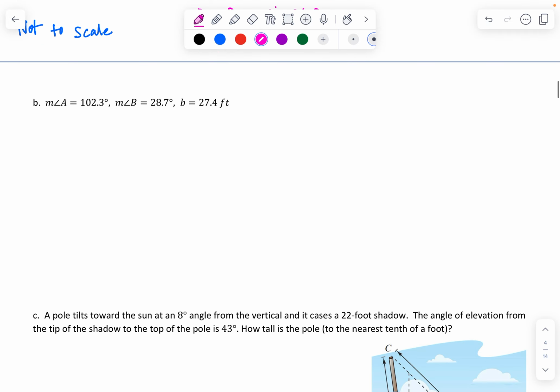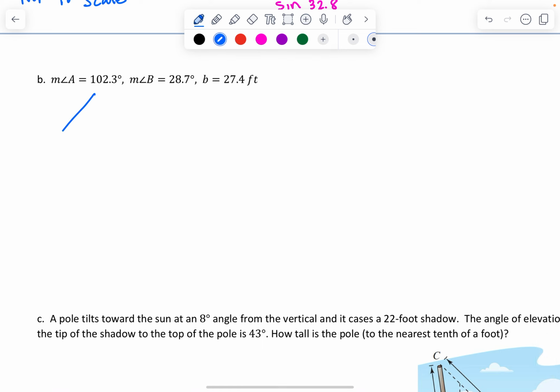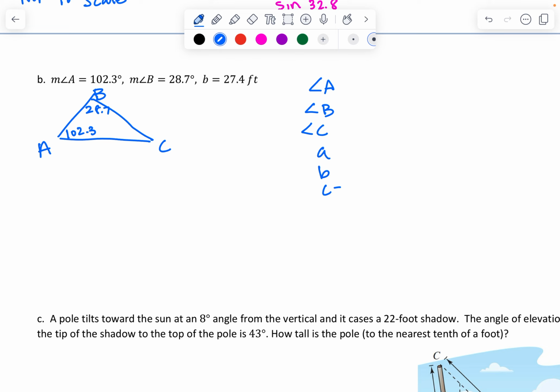Okay, now we have example B. We're doing the exact same thing. We're solving for our triangle. So I draw the same triangle. I have capital A, B, and C for our angles. It gives me A, which is 102.3. It gives me B, which is 27.8. I have angle A, angle B, angle C, side A, side B, side C.